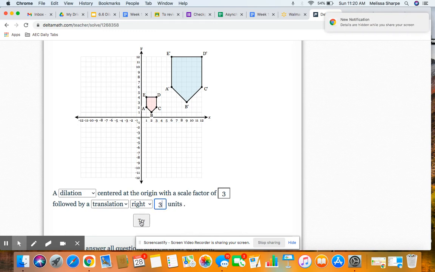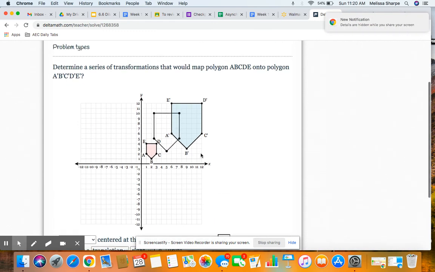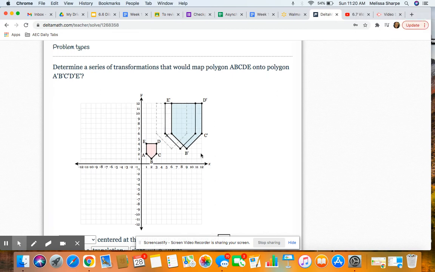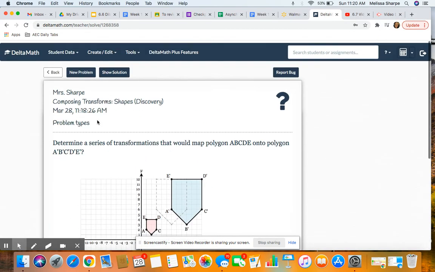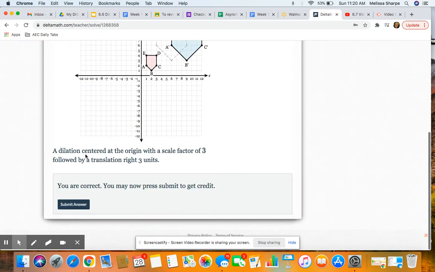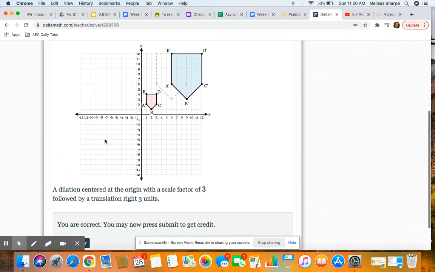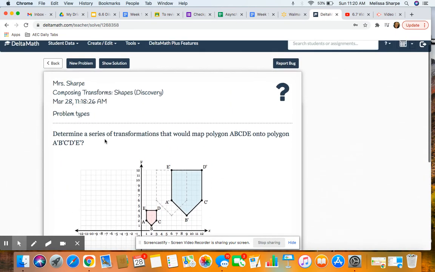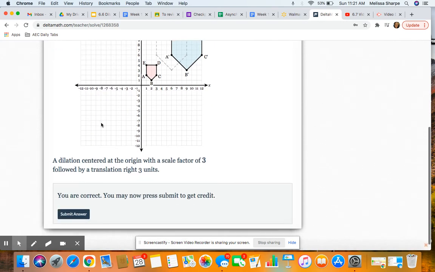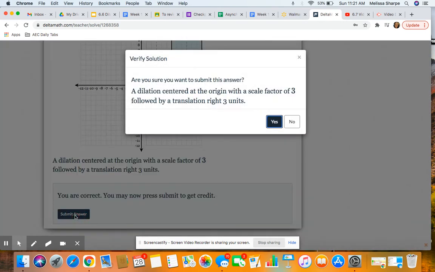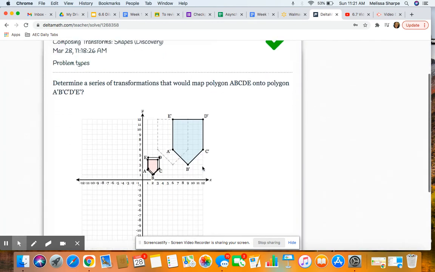I'm going to try it and just see. There was the dilation, there's the translation. And then it tells me I'm correct, so I can submit it. So that's cool. If you weren't correct, you would just try again. Let's just say I hadn't put the translation of 3 units. The simulation would show me that it would just go here and not over, and it would tell me to do it again.